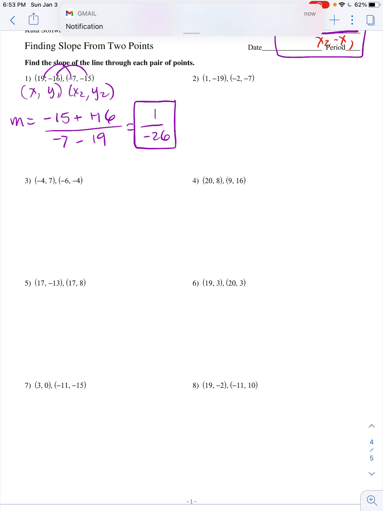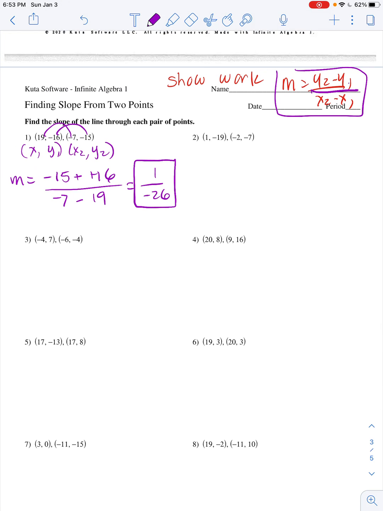So again, I've posted a video in this week's folder that will remind you how to do this if you have forgotten. So you can watch that Finding Slope Using 2 Points video as well.